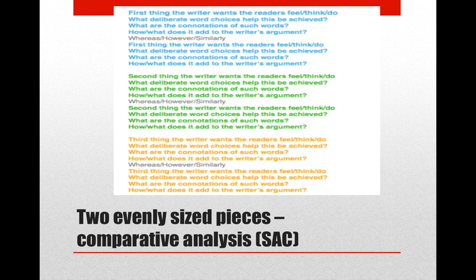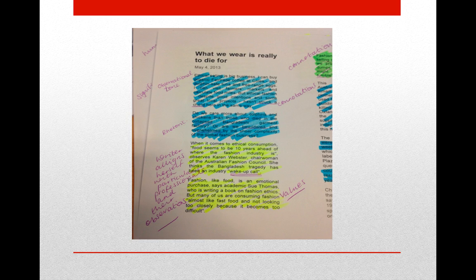So put quite simply, this approach looks at the first thing the writer wants the readers to think, and then what sort of deliberate word choices, so connotations, all those things, and how or what does it add to the arguments. This is really straightforward. So if the other approach looks too complicated for you, you can switch to this approach. Again, I think it's just really important that you are able to tweak your approach depending on the material you're obviously presented with.